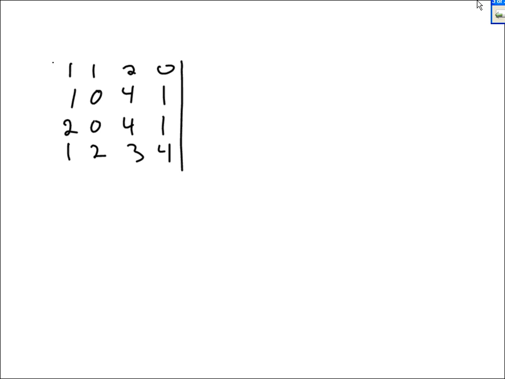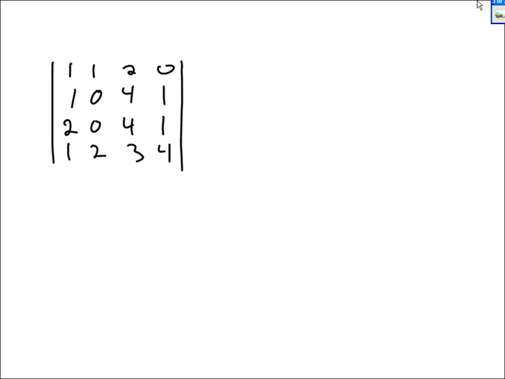So suppose you have this matrix, this determinant. 1, 1, 2, 0. Pick nice numbers. 1, 0, 4, 1. 2, 0, 4, 1. And 1, 2, 3, 4. Suppose you want this determinant.